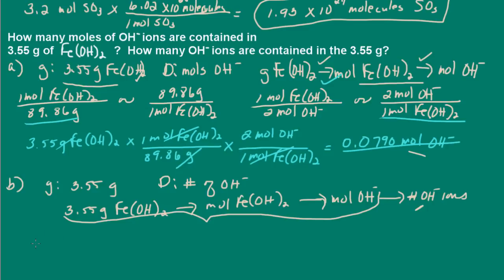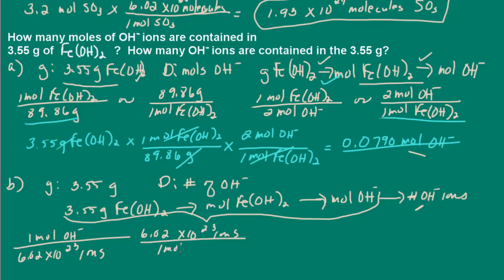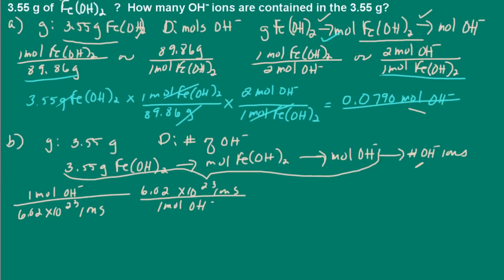Well, we know that 1 mole of anything is going to give us 6.02 times 10 to the 23rd anythings. In this case, ions. So I can write that like so. And again, these are the hydroxide ions. So this one's pretty straightforward.